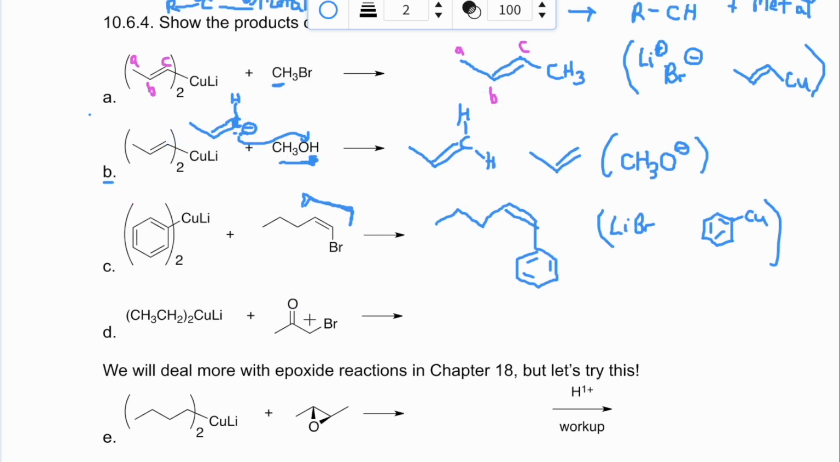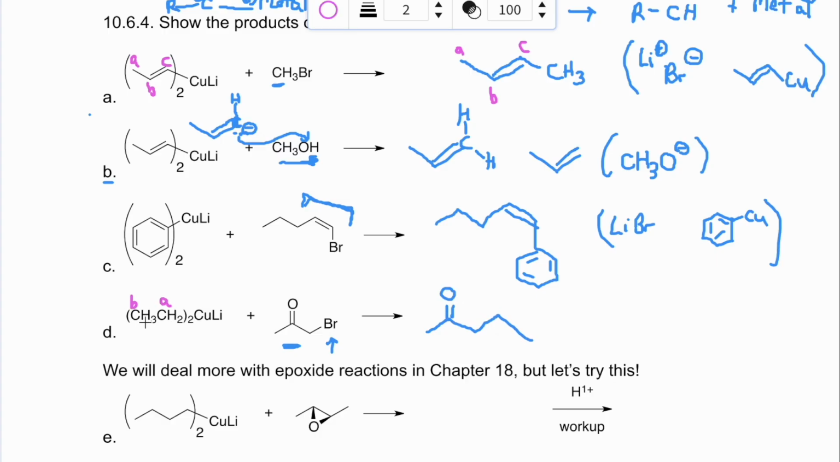Here's an example where this C double bond O is a fairly reactive, fairly electrophilic group, but this Gilman reagent is mild enough to leave this group alone and only go after the halide. And so that is where this piece would attach. We have an ethyl piece attached to our copper. So we would have this now.